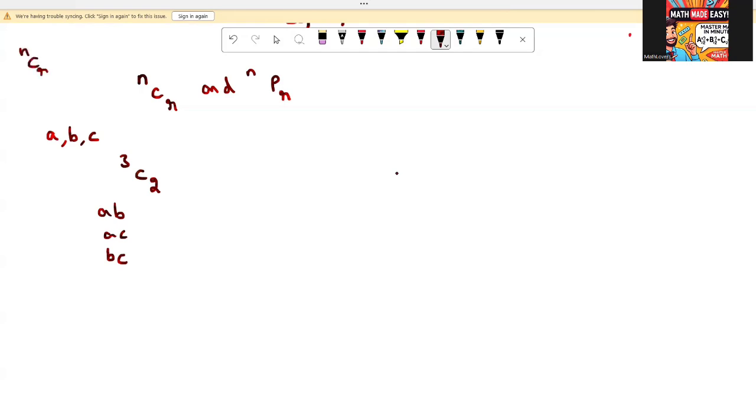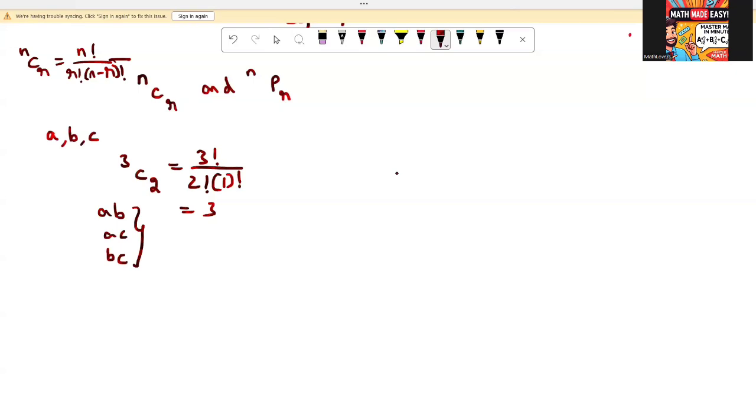So 3C2's value by the nCr formula, as we all know, nCr is given by n factorial by r factorial into n minus r factorial. If we expand it, you'll get 3 factorial by 2 factorial into 3 minus 2 factorial. What is 1 factorial? So the answer will come 3. So these are the three ways.